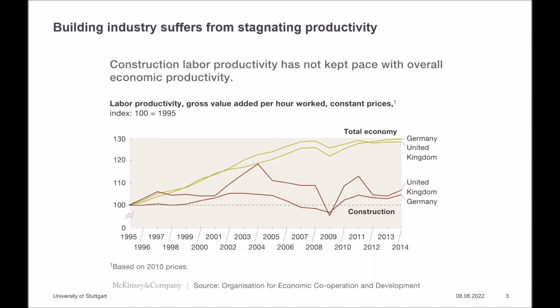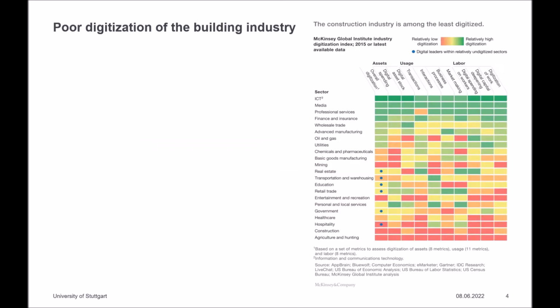However, the productivity of the industry has been quite stagnating in the past decades, while the overall economic productivity is increasing over time. At the same time, the digitization of the construction industry has not really advanced. While there are already a few opportunities and tools to digitalize data, the building industry still lags behind. And according to the McKinsey Global Institute Industry Digitization Index of 2015, the construction industry even ranks second to last, as you can see here in this picture.